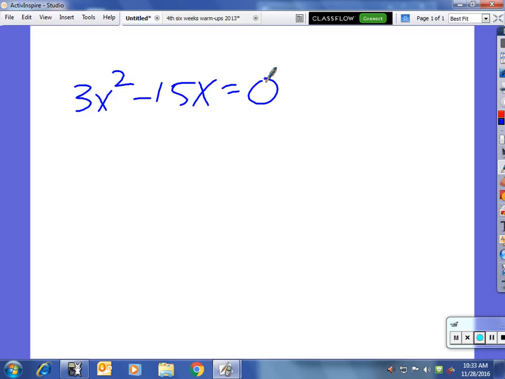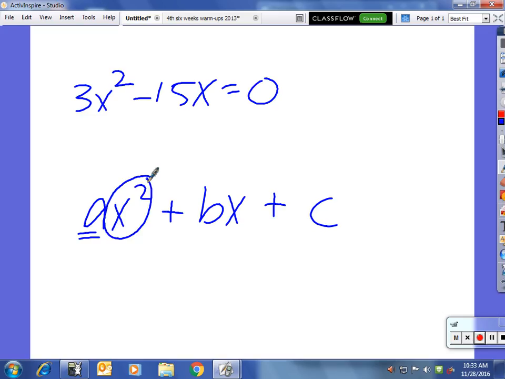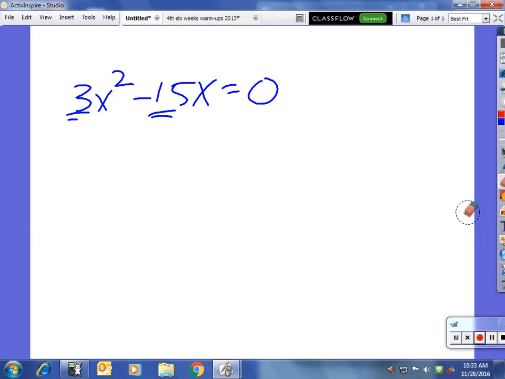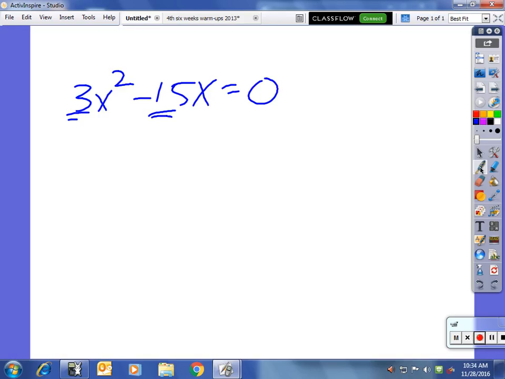If the c is missing, how do you know it's a, b, and c? A is always in front of x squared, so I have an a number. B is always in front of x, so I have a b number. C never has a variable with it. So the c is missing here. So if the c is missing, that's almost always a GCF problem. Sometimes the only thing you can do is GCF it. Are y'all listening? You always look for the GCF first anyway.